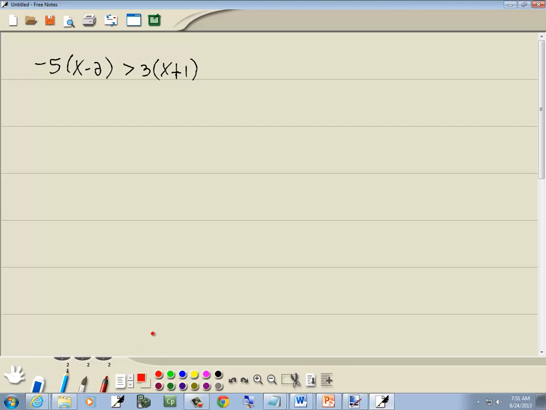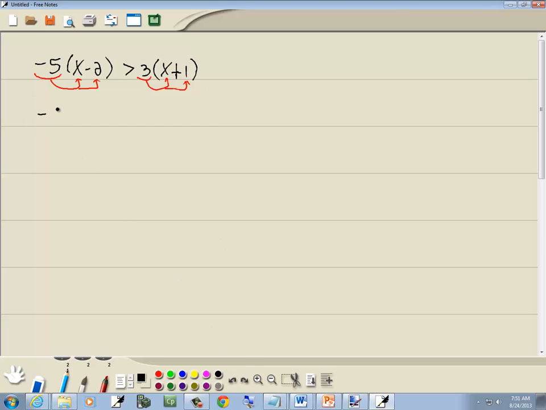Now our first step, get rid of parentheses. This one we have parentheses in. We're going to do it via distributive property. So the number in front of the parentheses indicates multiplication. So we're going to take negative 5 times x, and we'll take negative 5 times negative 2. And over here we're going to take the 3 times the x, and we'll take 3 times the 1.